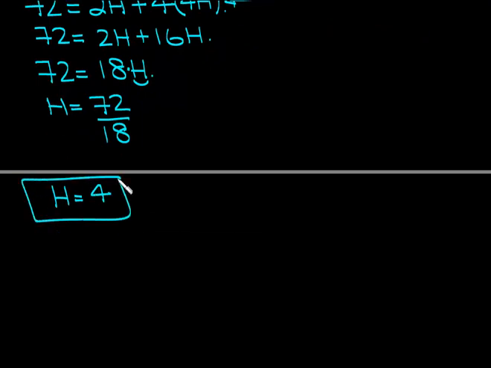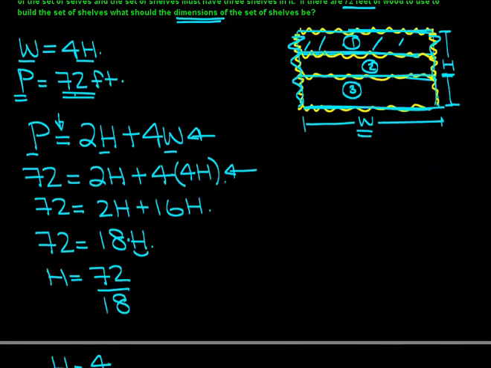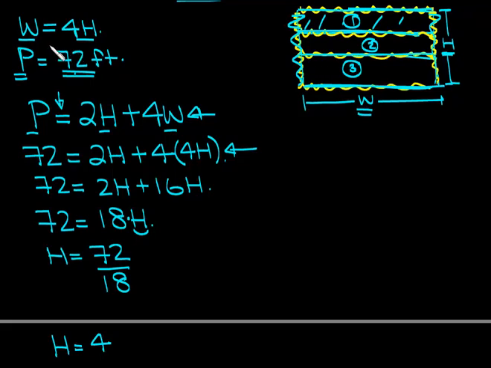You don't want to box this and say that's my answer. No, that's not the answer. That is just the height. And the answer should always be in terms of a sentence. They want the dimensions of the shelf. So the height is 4. And what is the width? Because the dimensions are width and height. The width is going to be 4 times the height. So the width will be 4 times 4, which will be 16. So my width would be 16.